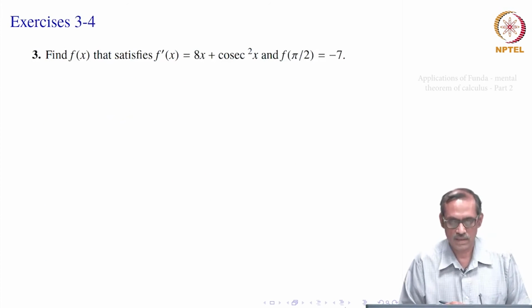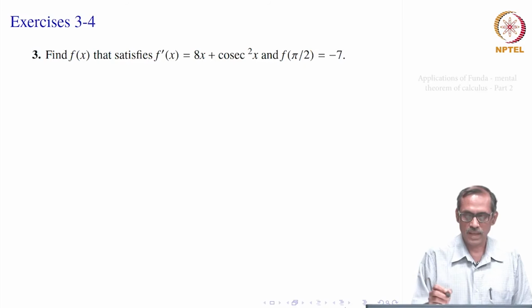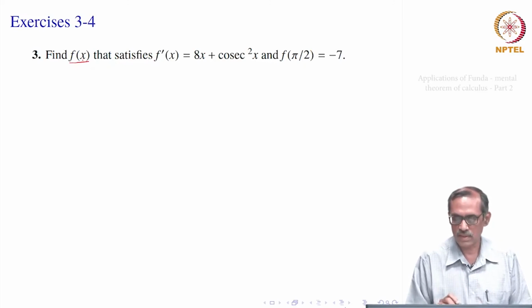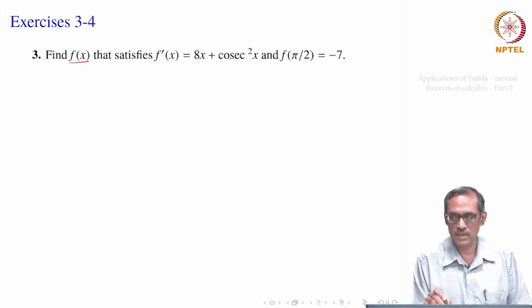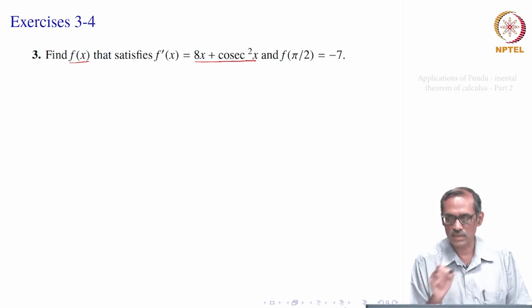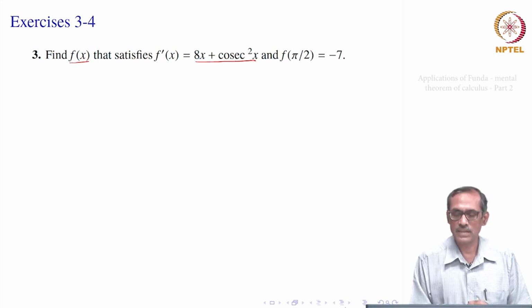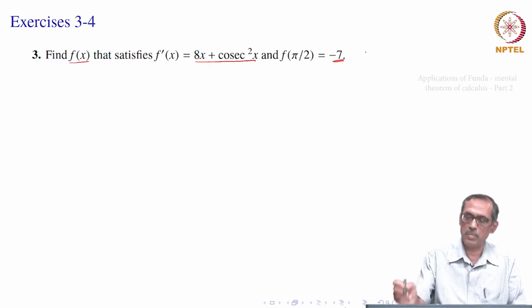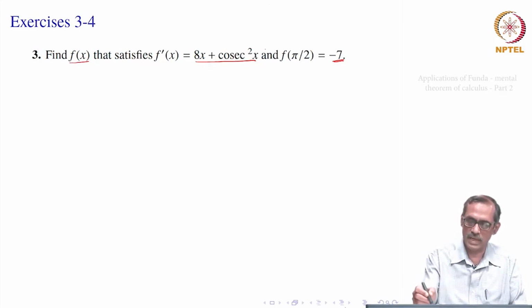Okay. Let us get the third problem. We want to find one function f of x that satisfies two conditions. One is its derivative is 8x plus cosec square x, and when it is evaluated at pi by 2, we should get minus 7. So, that means our constant will be accommodated in such a way that f of pi by 2 should be equal to minus 7. First thing is we should find one indefinite integral here.